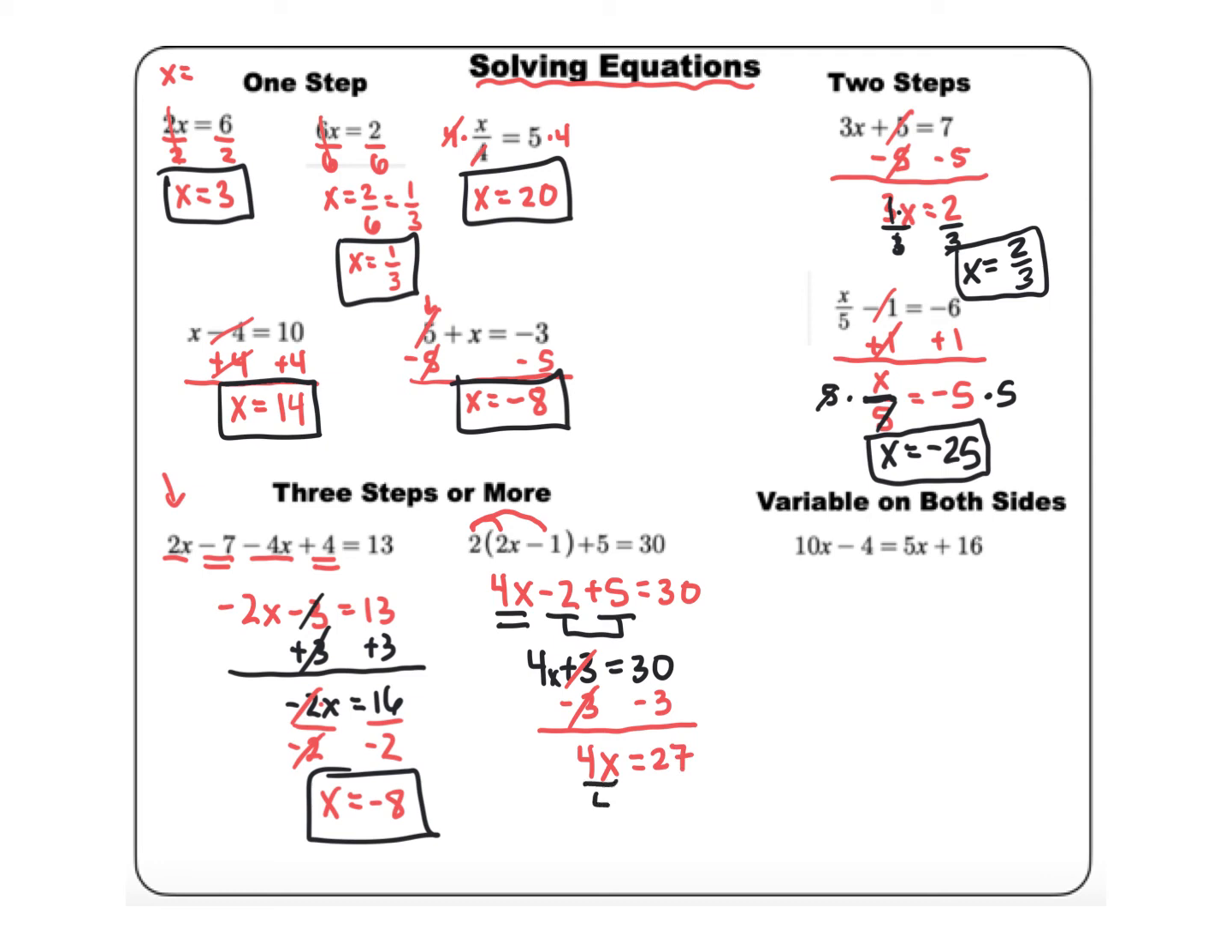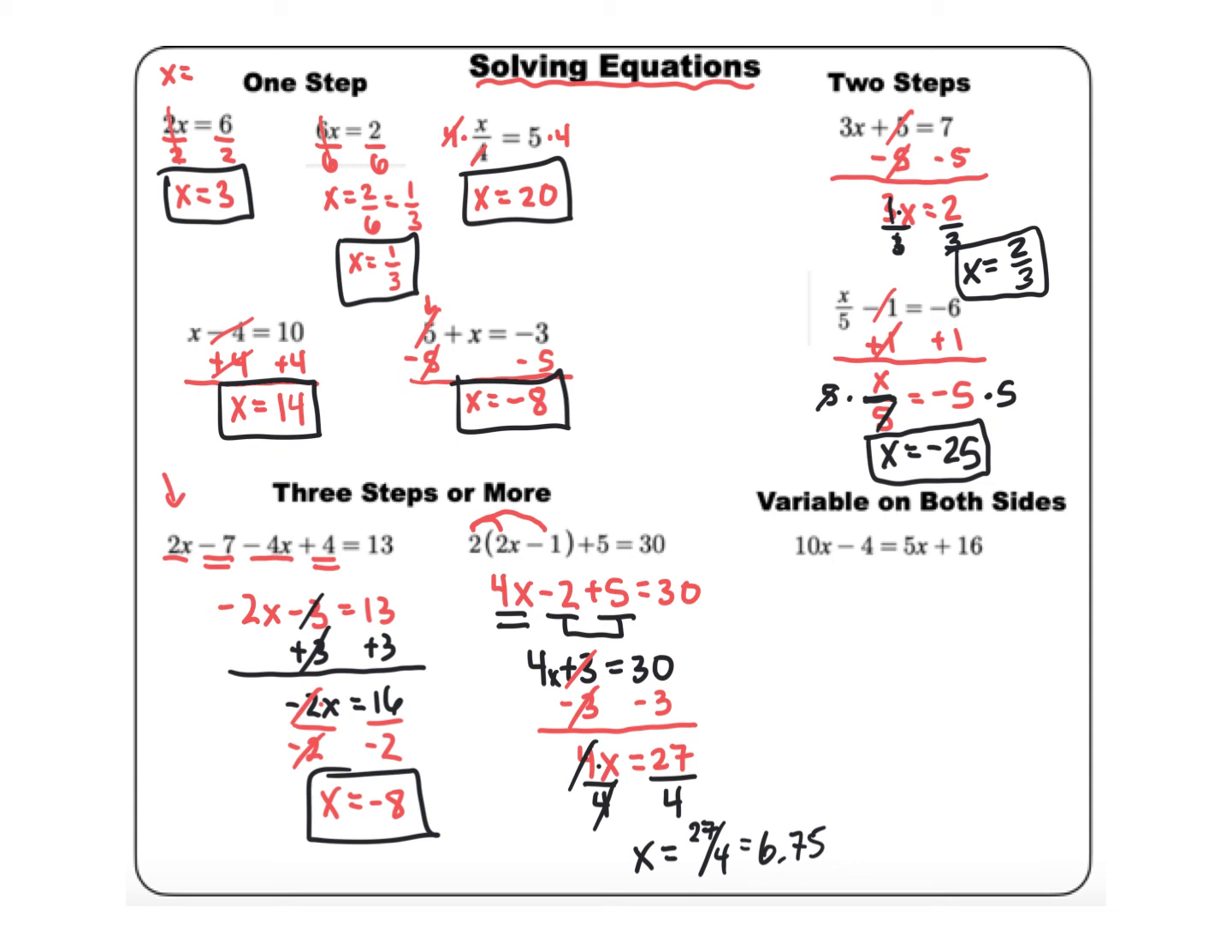And then I'm going to divide each side by 4 because that's 4 times x. Those will cancel out. And at the end of the day, I'll get x equals 27 divided by 4. In some instances, you could leave it like that, or you can wish to use a decimal, which is going to give us like 6.75, yeah.